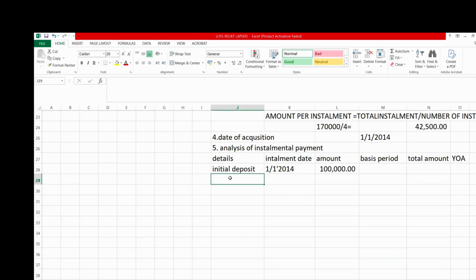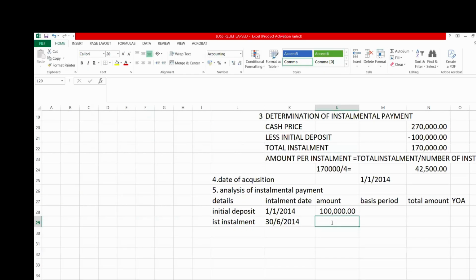After this payment, the next thing is the installments. They said he is going to pay in 4 installments. The first installment will be paid at a 6 months interval. 6 months after 1/1/2014 will be, not 1/7/2014, because 7 is the beginning of the seventh month. 6 months is the end of June, so that will be 30/6/2014. He is going to pay the installment payment of 42,500.